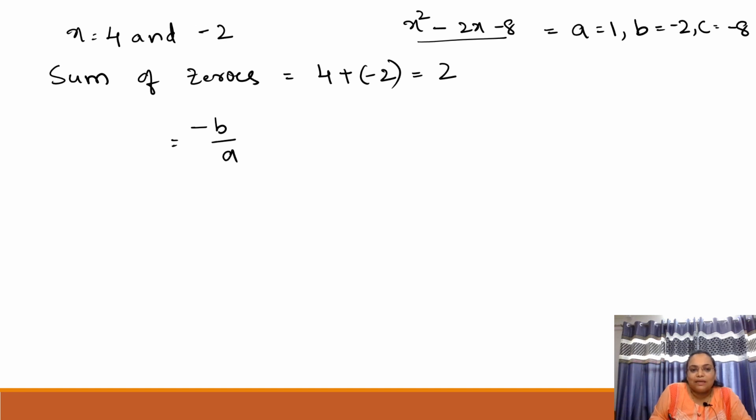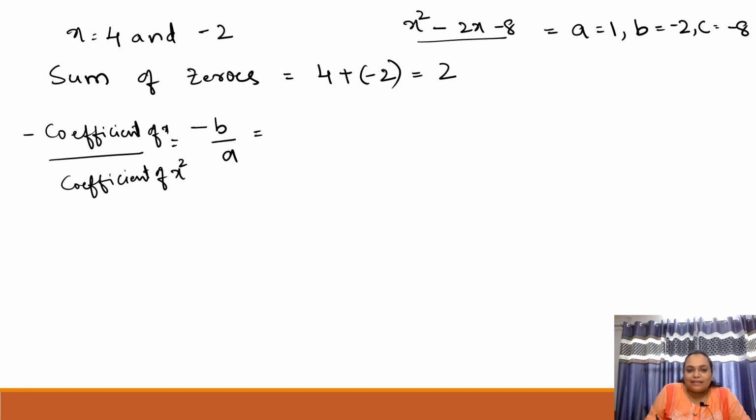What is minus b? Minus b is the negative of the coefficient of x, divided by the coefficient of x square. So minus b by a. What is minus b here? Minus b is minus of minus 2, and a is 1, which is 2. So both are verified. Now we'll take the product.